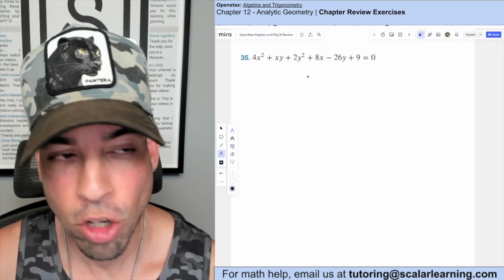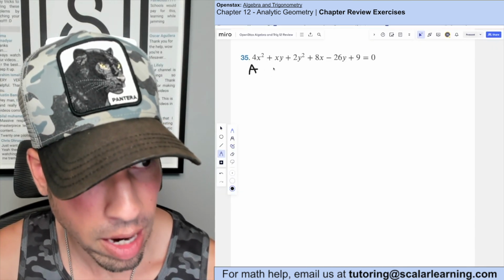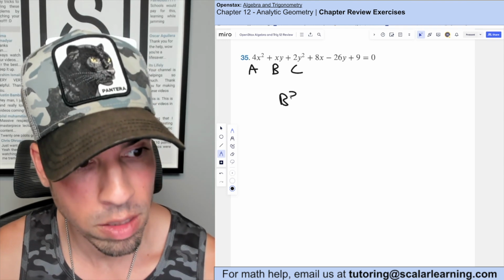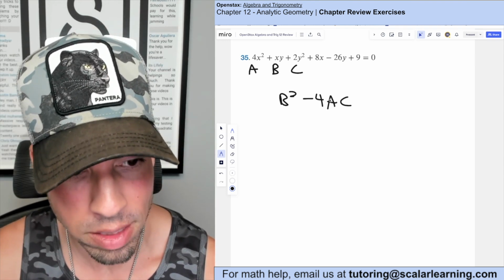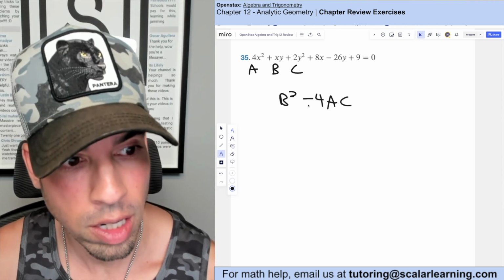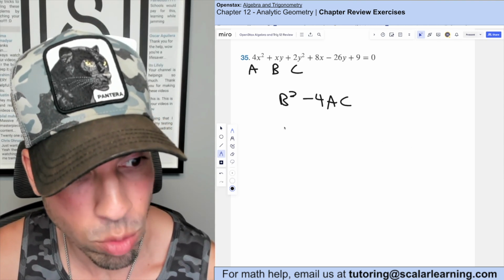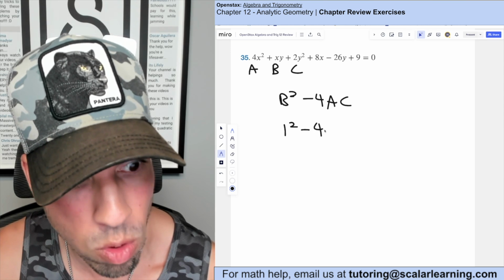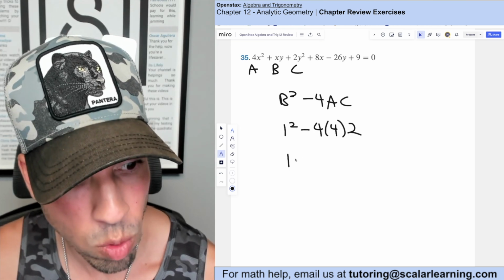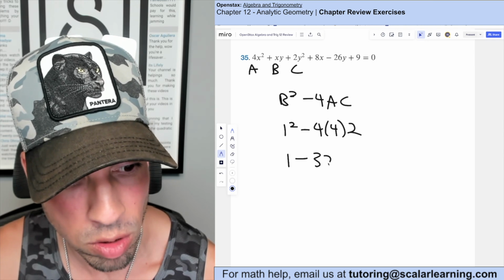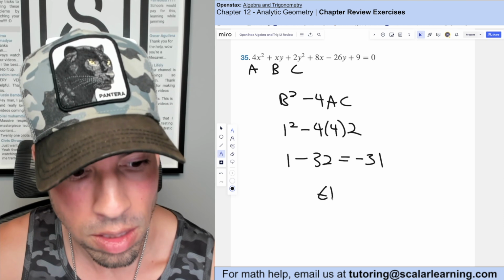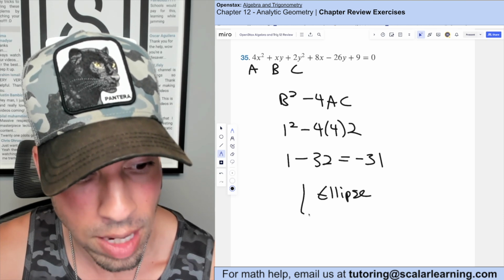Done. So to determine the type of conic section, we've got to remember that this is A, this is B, and this is C. I'm talking about the coefficients, of course. And we're going to see what B squared minus 4AC is, right? When it's 0, it's a parabola. If it's less than 0, it's an ellipse. So let's check it out here. B squared, that's a 1 in front of the XY term. So that's 1 squared minus 4 times A, which is 4, times C, which is 2. So 1 squared is 1 minus 4 times 2, which is 8. So that's equal to negative 7. So since this is negative, this is going to be an ellipse. That's how you do it.